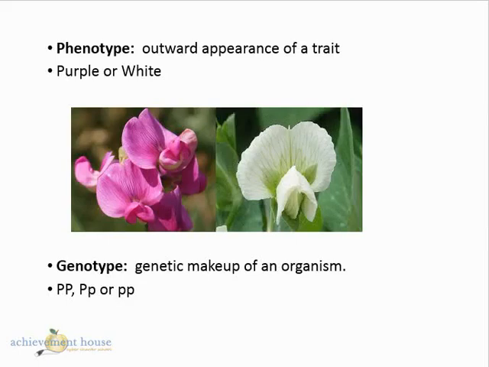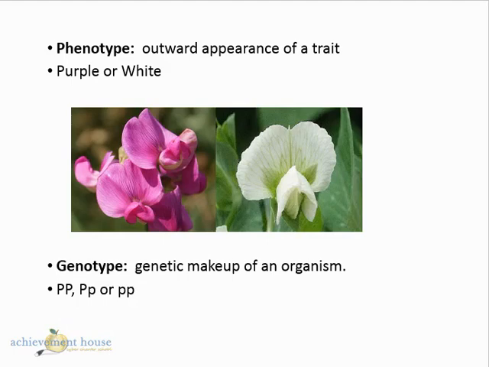Think of Mendel's pea plants. Some pea plants have purple flowers and some have white. That's their phenotype, the outward appearance of a trait. What we can't see is what's going on the inside. That's the genotype, the genetic makeup of the organism.